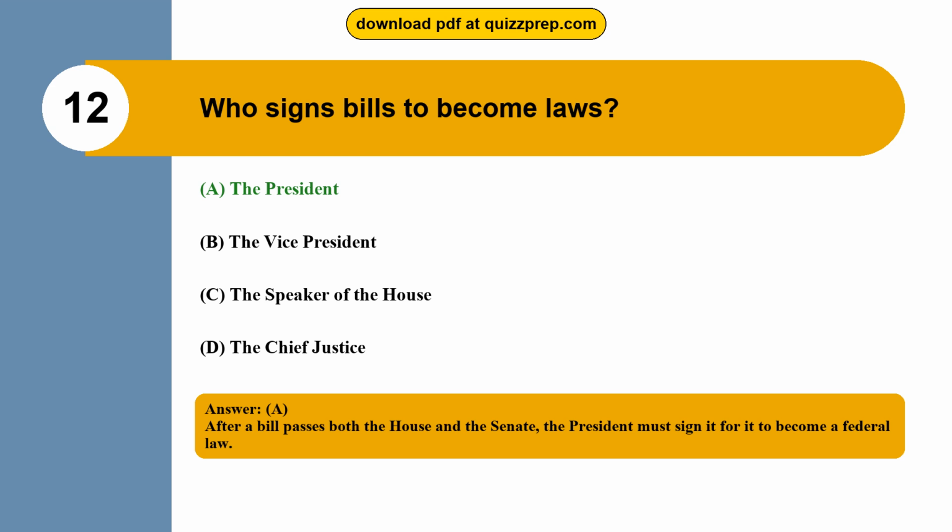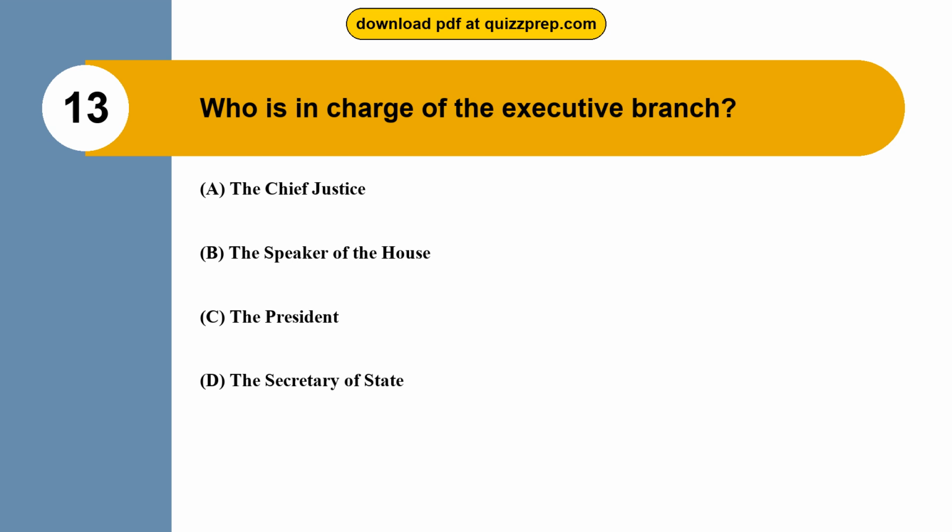After a bill passes both the House and the Senate, the president must sign it for it to become a federal law. Question 13. Who is in charge of the executive branch?